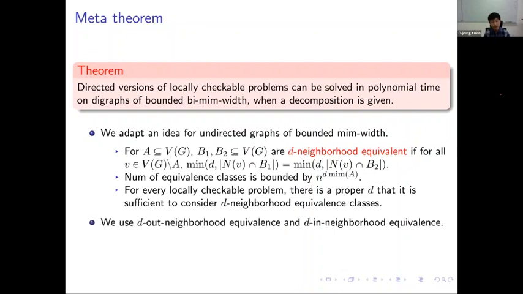So what we simply do is use the d-out-neighborhood equivalence and d-in-neighborhood equivalence, and we do not need to do it separately. We just take a product of them, so that each set has both the out-neighborhood and the in-neighborhood equivalence classes. So we can refine the set and use them directly. If you want to get more idea, you can visit the paper from 2013 about the algorithm on graphs of bounded mim-width.